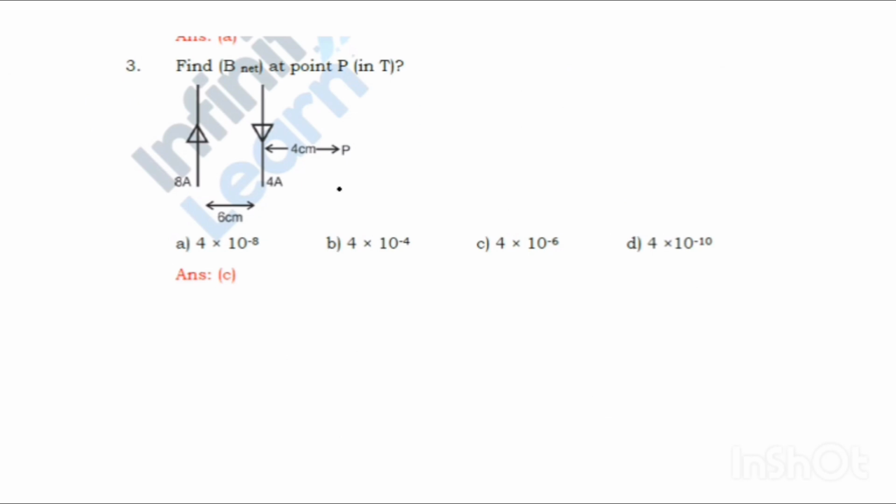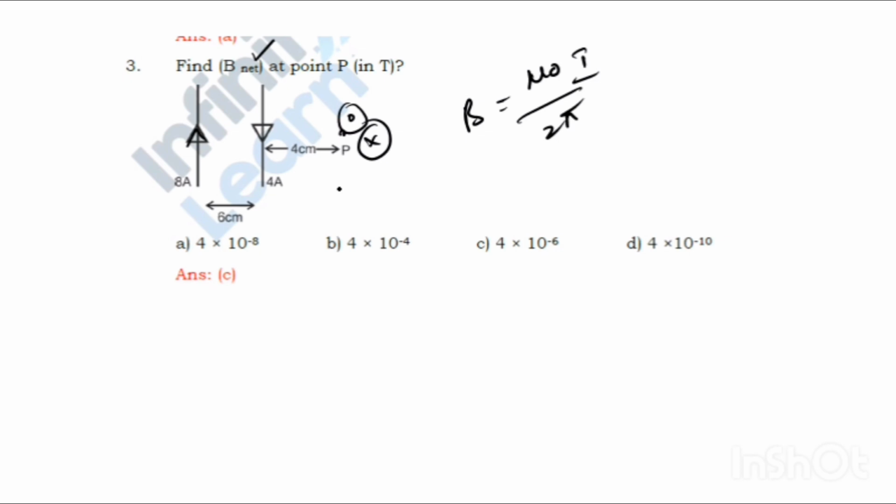Find B net at point P. We know the magnetic field at any point due to a current carrying conductor is B = μ0 I by 2πR. In this conductor, the current is in the upward direction. By the right hand thumb rule, the field is into the plane. By this 4 ampere current conductor, the magnetic field here is outside the plane by the right hand thumb rule.